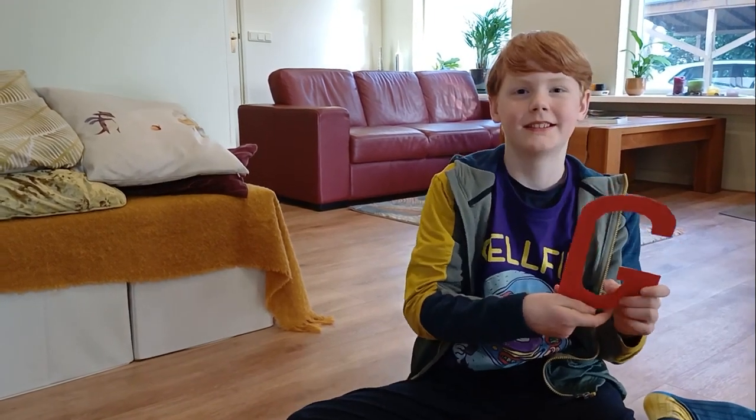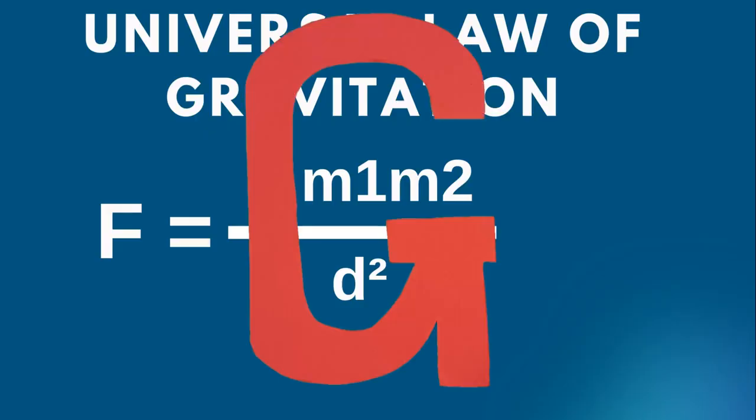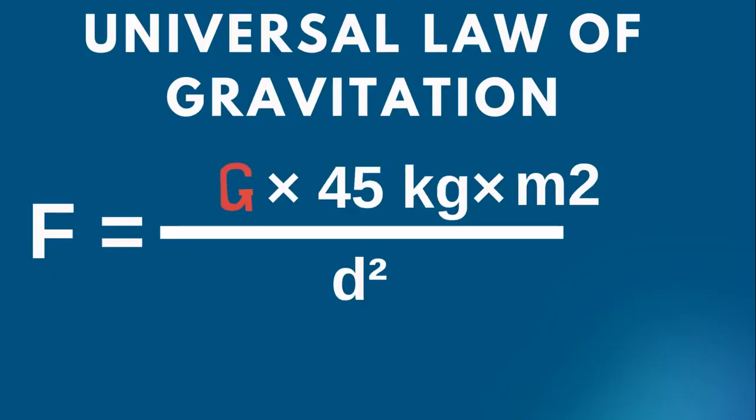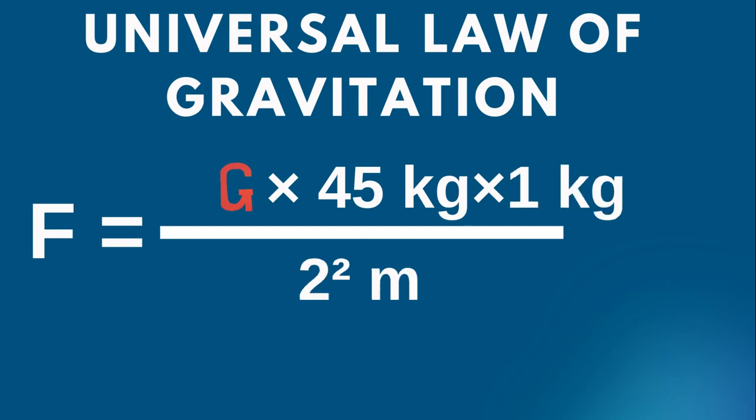That's when Newton came up with Big G. Big G is very small. If we place Big G here, the force between me and the book is smaller, just right for gravity. To calculate this, we need fixed numbers for our variables. Let's say I weigh 45 kilos and the book weighs 1 kilo. The book is 2 meters away from me.